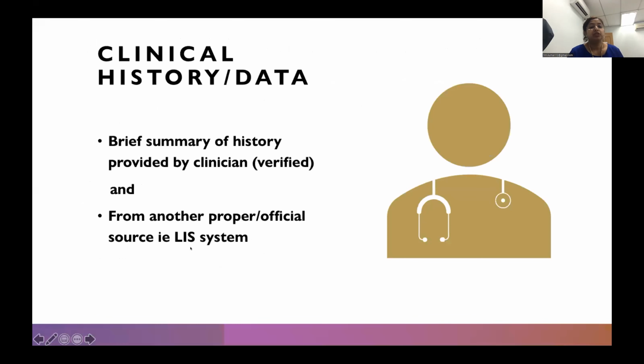First and foremost, clinical history and data is very crucial. Get a brief summary from the historian or the clinician and make sure it's verified and correct. Make sure the clinician is not giving you some other person's history. Since all of us have an LIS system, it's also good to check the system for the latest results. They may put some in the form, they may not put some inside the forms, so it's good to double check.